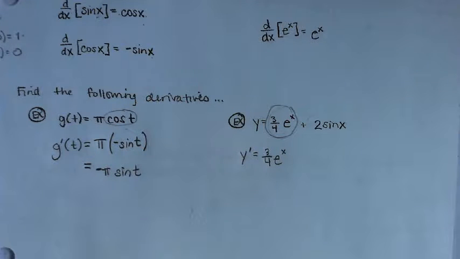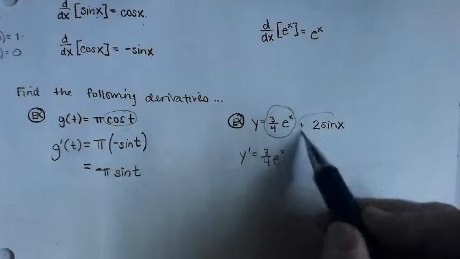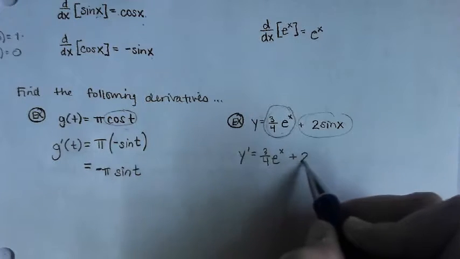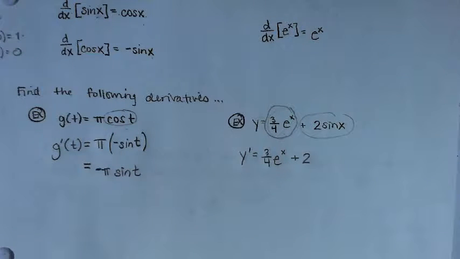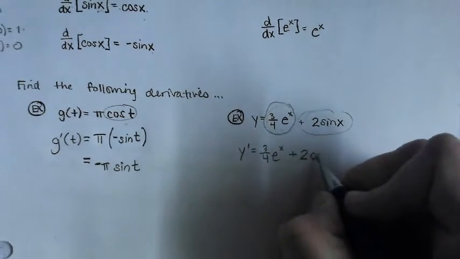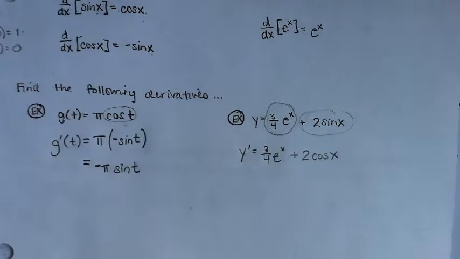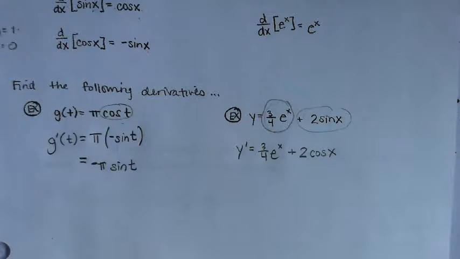So we have a constant out in front that we keep there, and then the derivative of e to the x is e to the x. On the second term, again, we do have a constant out in front that just stays there. The derivative of sine x is cosine x. And there I don't need the parentheses because there's no negative out in front. And you're done. That's the derivative.